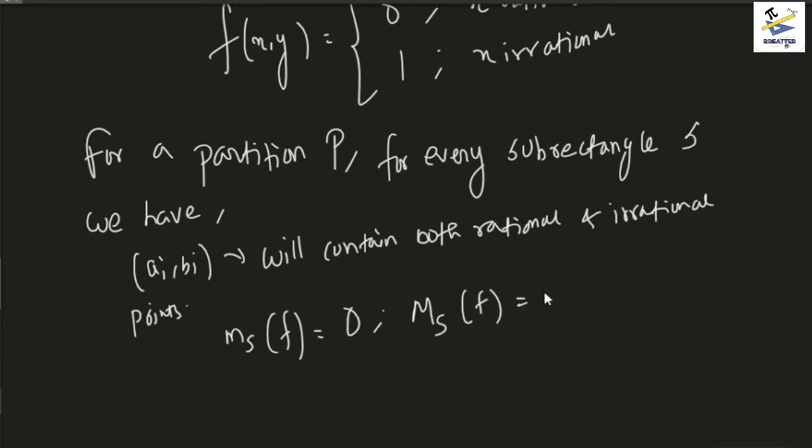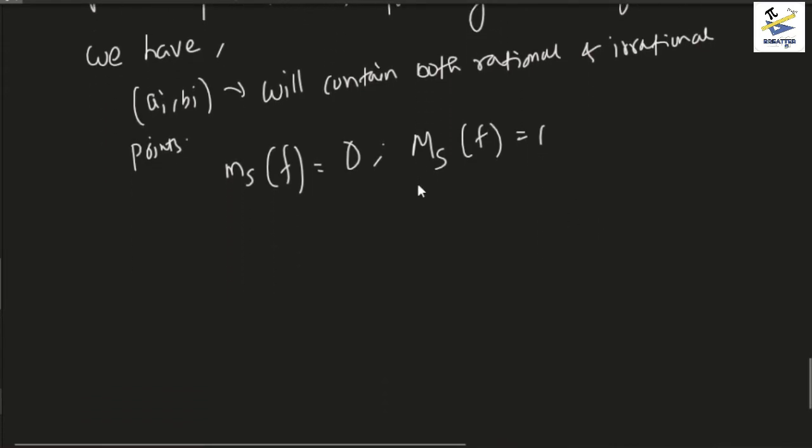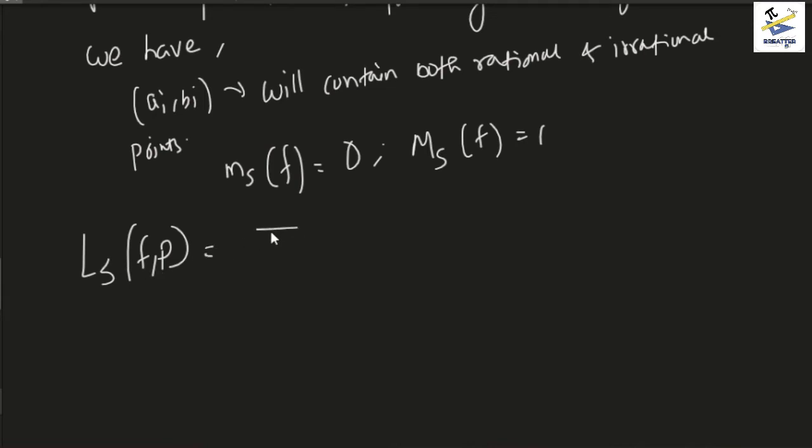small m S of f will always be 0, while capital M S of f will always be 1, because for every partition you make, the maximum you can reach is 1 and the minimum is 0. It doesn't matter what the other values are, because the infimum is the lowest you can reach, so it's always 0, right? So therefore, since the infimum is 0, this becomes 0.